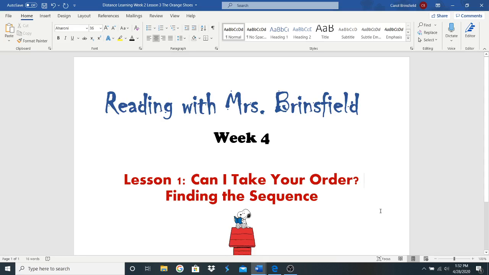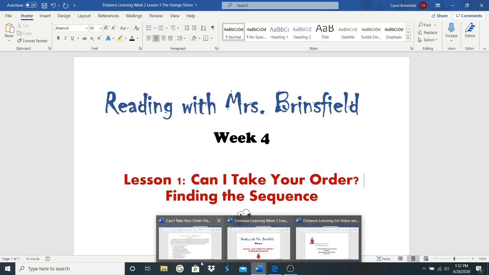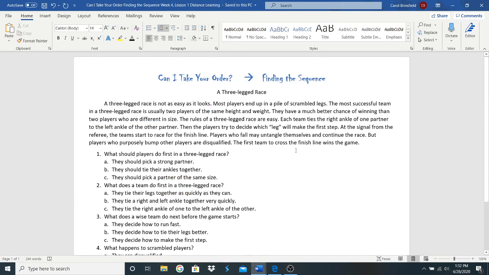Week 4, Lesson 1, and it's titled, Can I Take Your Order?, which has to do with finding the sequence. Now, you know the sequence, as we have learned, has to do with the order of events in a story. So let's go ahead and look at the story that I have for us today, and it is titled A Three-Legged Race. So let me go ahead and just read the story.